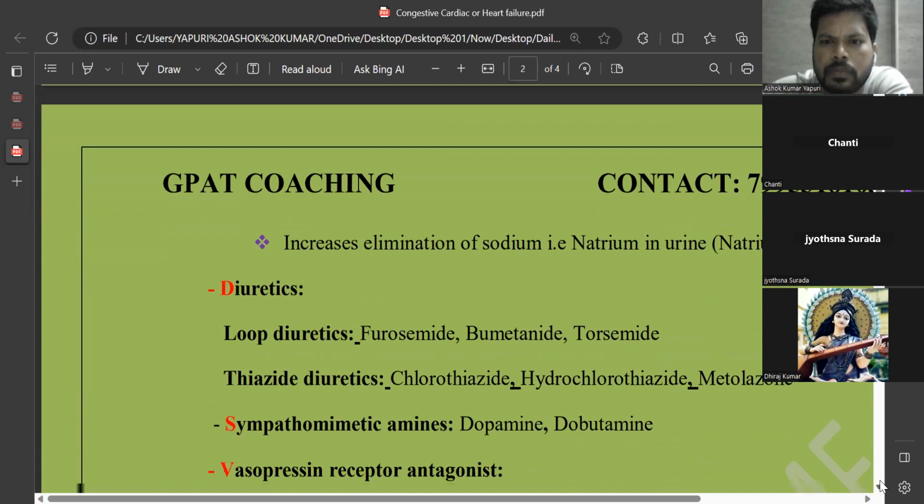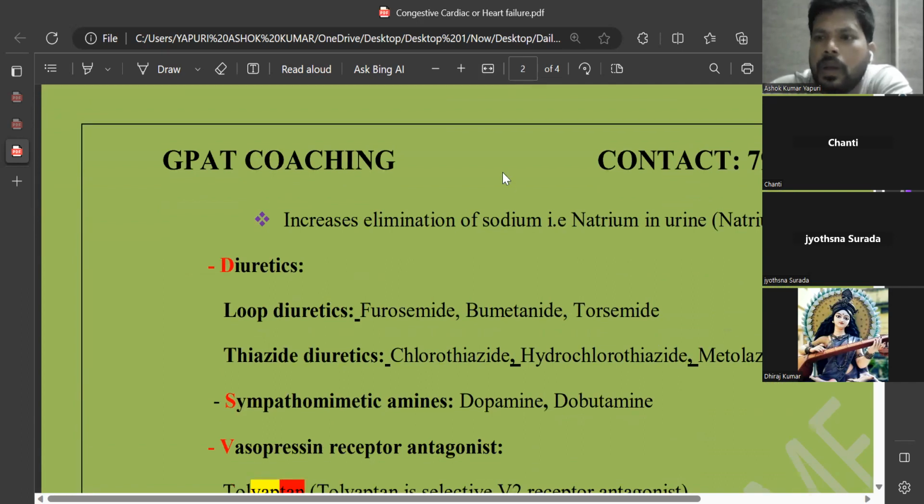Another example is nesiritide. Nesiritide is a natriuretic peptide.